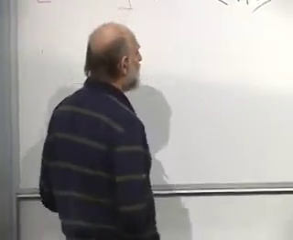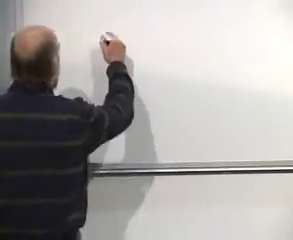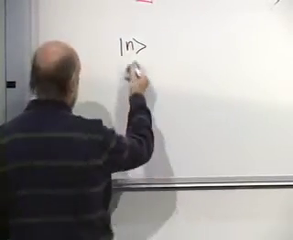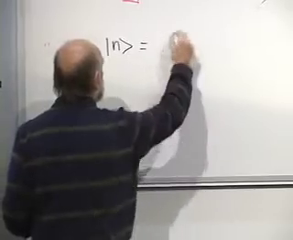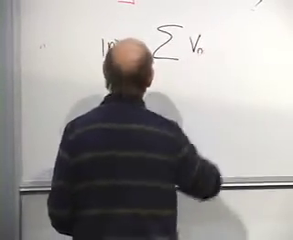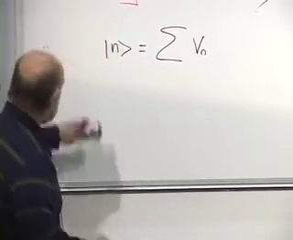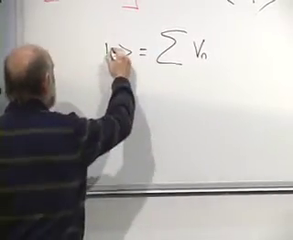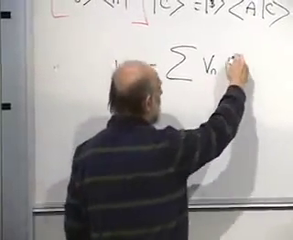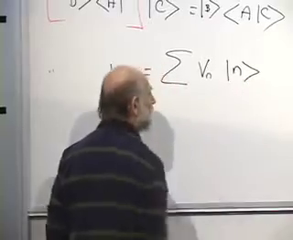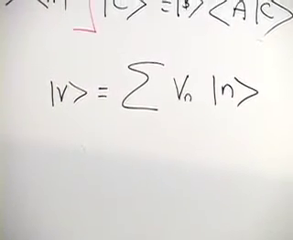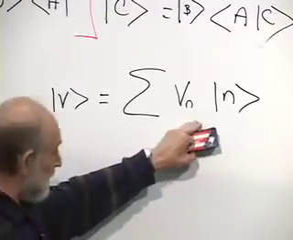Now, another observation is the following. If I have a basis of vectors, I can expand any vector in it. I want to write v, a vector, as a sum of a set of coefficients times the nth basis vector. That's what a basis is good for. It's good for writing any vector as a sum of the basis vectors.